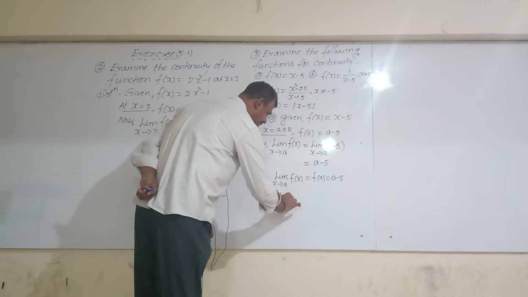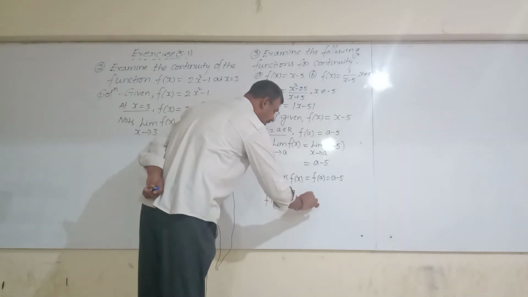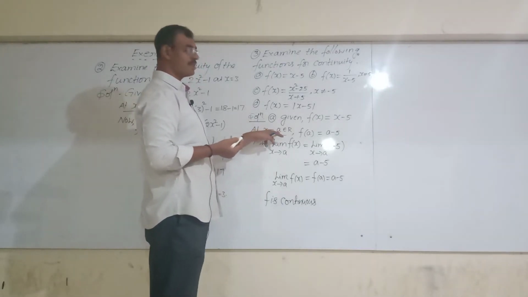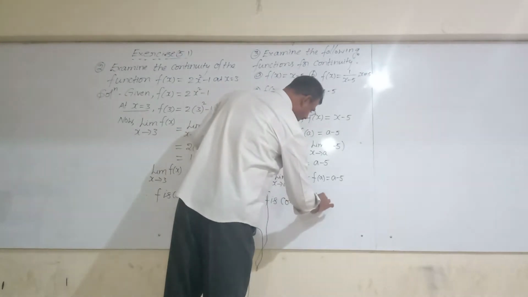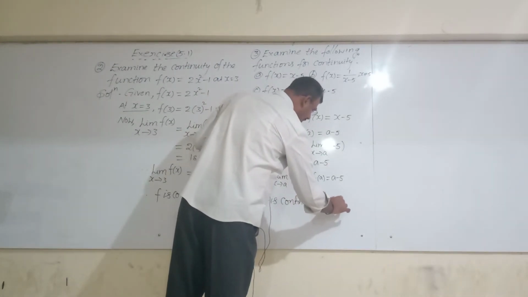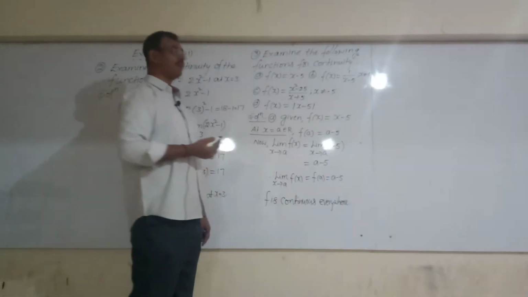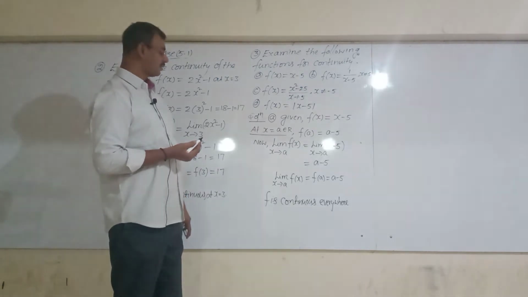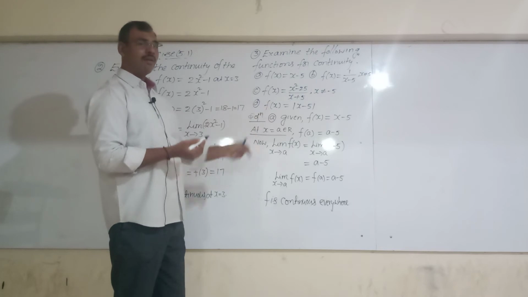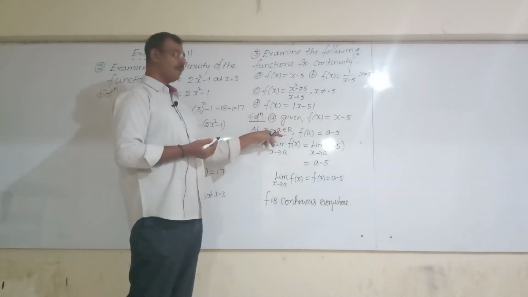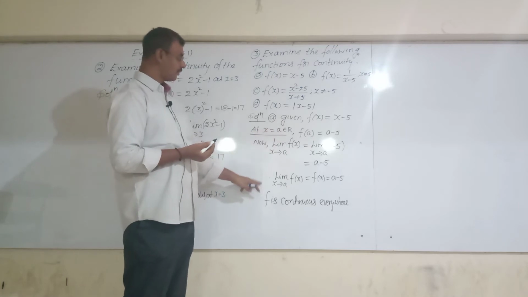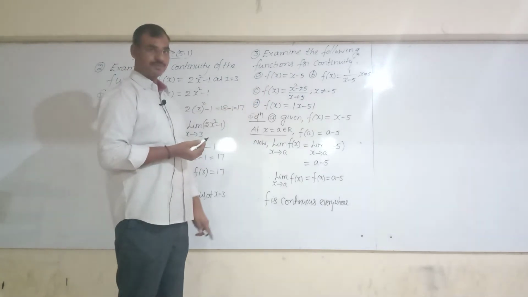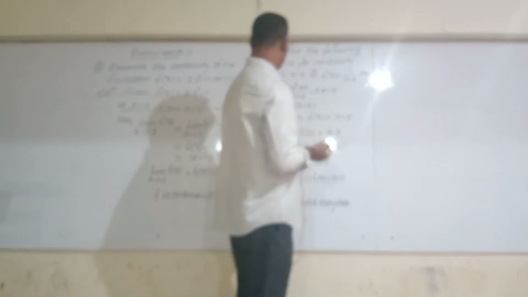F is continuous everywhere. A is a real number, so f is continuous for all real numbers. Instead of checking all real numbers, I took a real number a. Correct? In the same manner, it is applicable in the remaining 3 questions also. You want? Let us see question number 2.